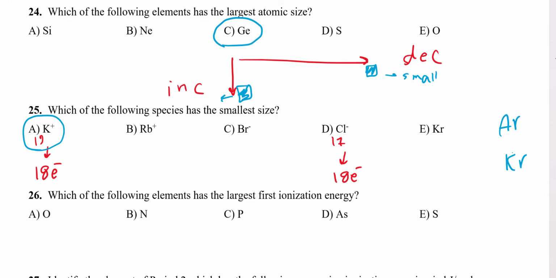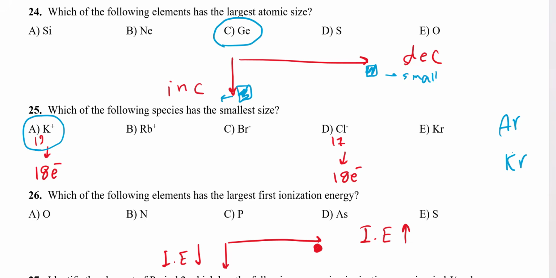For question 26, we would like to find the largest ionization energy among these elements. For ionization energy, we have these trends. From left to right, ionization energy increases, and down in one group, ionization energy decreases. So we expect to have the highest ionization energy on the right and top of the periodic table.